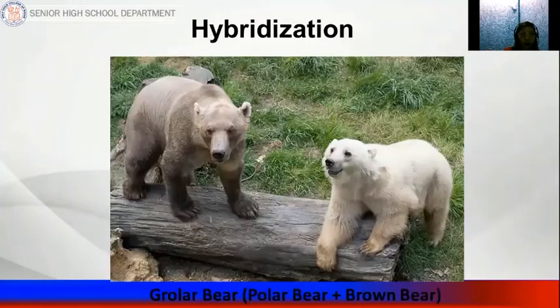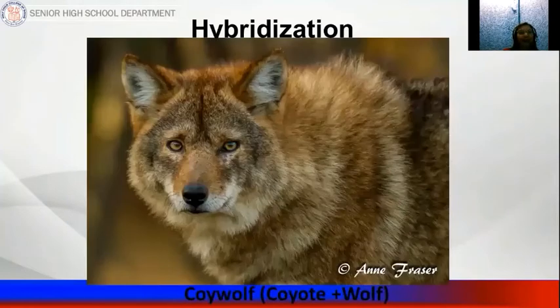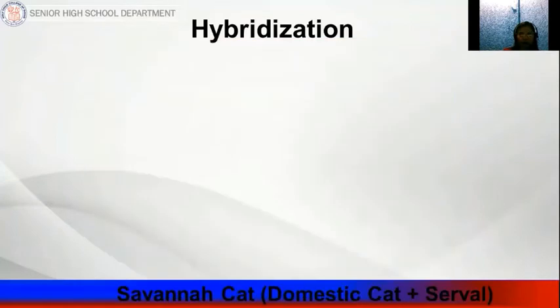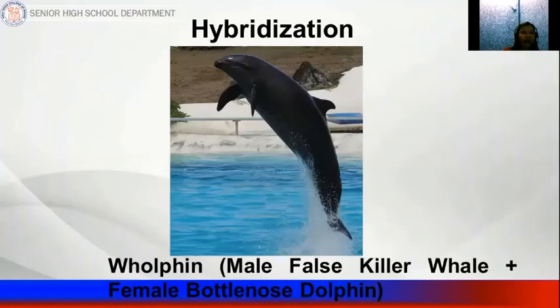Okay, we have also polar bear, I think, rather a pizzly bear. Okay, polar bear and a brown bear. That's a bear, not beer, but a bear. Okay, hybridization with a coywolf, okay, a coyote and a wolf. Actually, it's a coyote I think. And, okay, wolphin. Savannah cat, oh, can't see it. Okay, so savannah, no. Wolphin, male false killer whale, and female bottlenose dolphin.